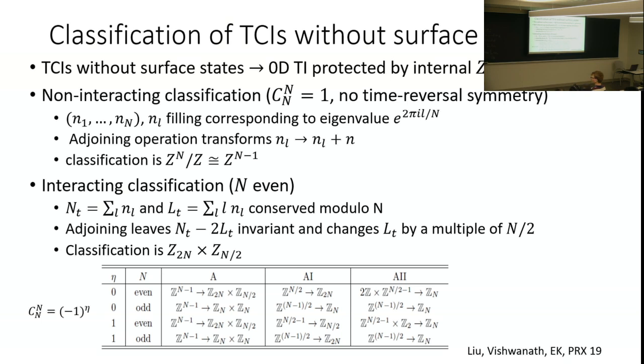We showed it in the context of point group TCIs, so TCIs protected by point group symmetry, based on the layer construction developed in works from Mike Hermele's group. But also, this approach was recently extended to the case of space groups in a very nice paper by Zida Song, Mike Hermele, and Shen Fang. And this approach can also be used to obtain the reduction of TCI classification in the presence of interactions.